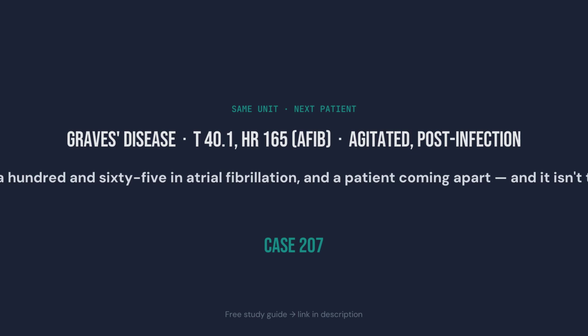Now, the next patient. A young woman with Graves' disease, and she is burning up. A temperature of 40.1, her heart galloping at 165 in atrial fibrillation, agitated and confused, all of it coming on after an infection. Her thyroid is in overdrive, but here is the thing that catches people. It is not the thyroid hormone level that will kill her in the next hour. It is the fever and the racing, chaotic rhythm.